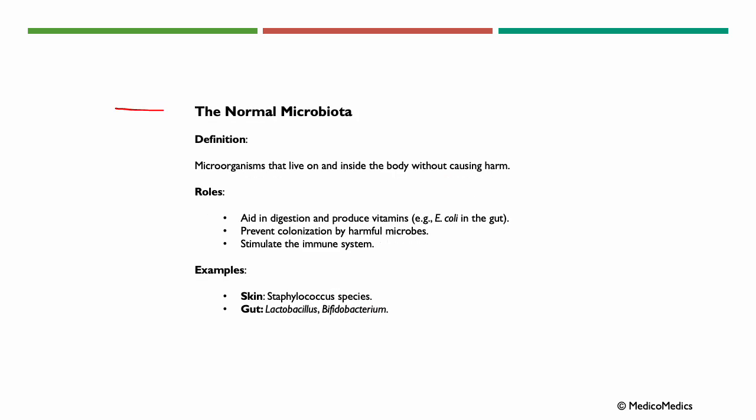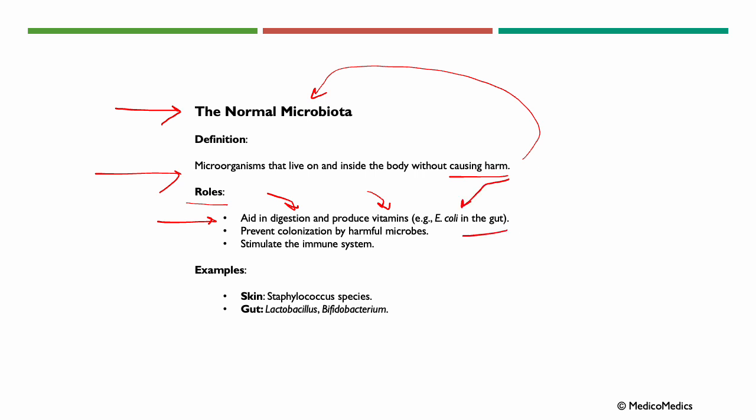So what's the normal microbiota? Microorganisms that live on and inside the body without causing harm is what we typically call the normal microbiota. What are the roles here? It aids in digestion and in producing vitamins, for example, E. coli in our gut. It prevents colonization by harmful microbes. It helps stimulate the immune system.